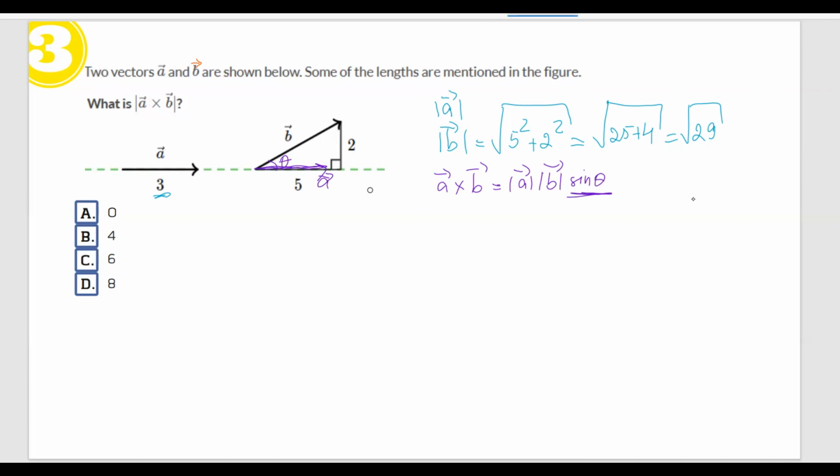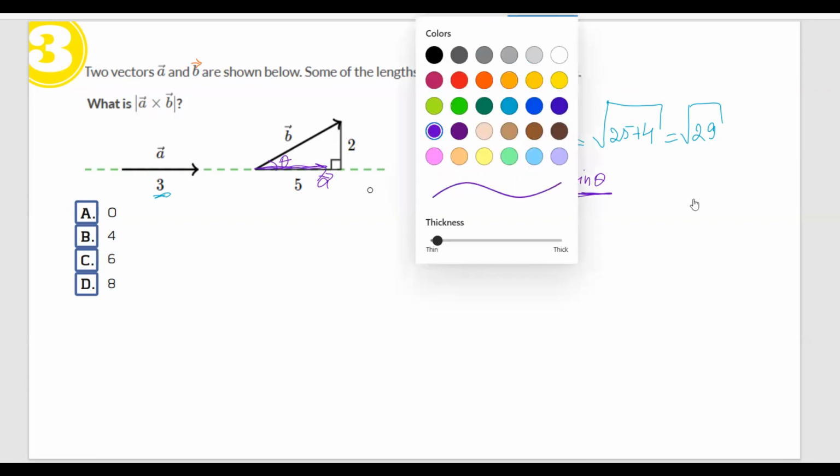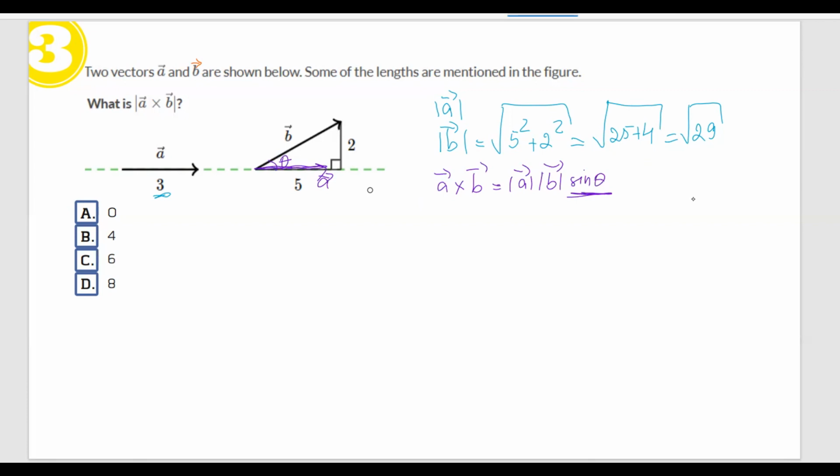Well, very easy, because we have this triangle. So theta, imagine how much is theta from this triangle. If we apply sine of theta, we're going to get that this equals the opposite, which is 2, over the hypotenuse, which is magnitude of B. And we calculated magnitude of B, and it is square root of 29. So here we go. We just calculated sine theta. So we can now apply it in this formula here and calculate A cross B.